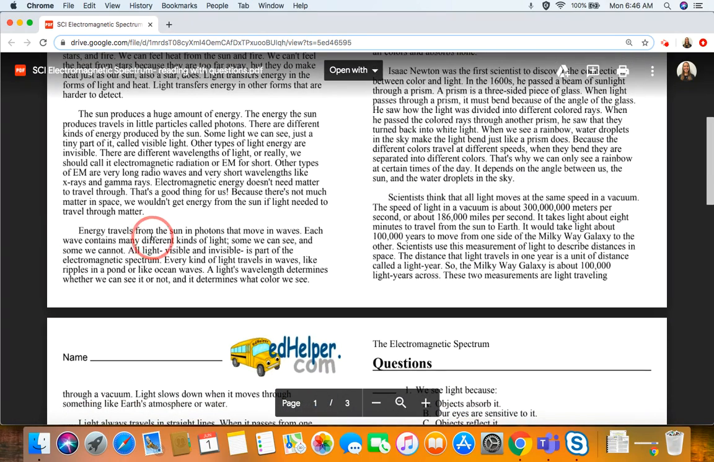Next paragraph right here. Energy travels from the sun in photons that move in waves. Each wave contains many different kinds of light. Some we can see and some we cannot. All light, visible and invisible, is part of the electromagnetic spectrum. Every kind of light travels in waves, like ripples in a pond or like ocean waves. A light's wavelength determines whether we can see it or not. It determines what color we see.